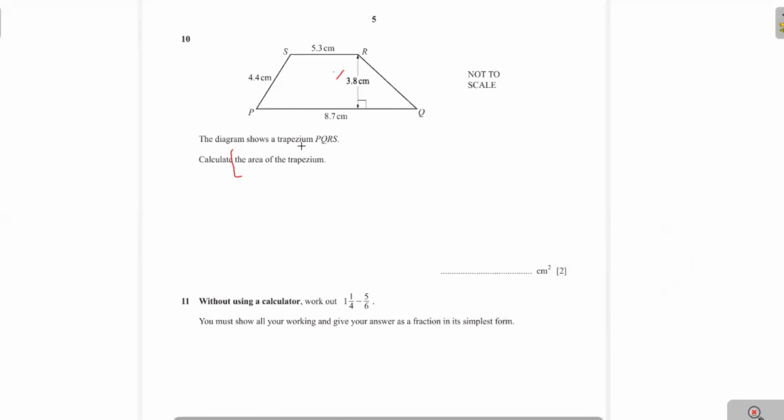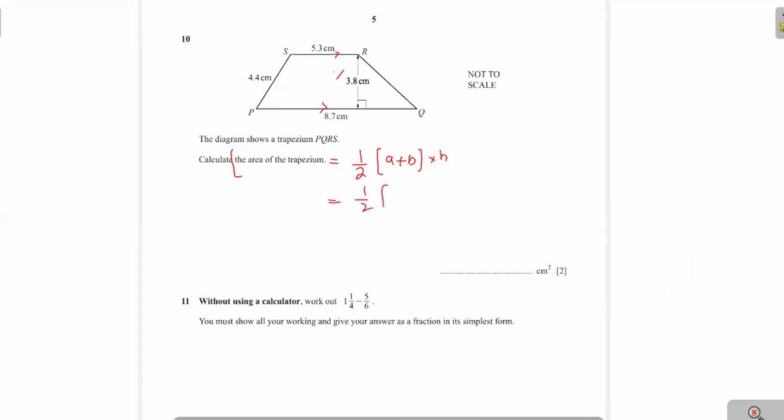Question number 10. The diagram shows a trapezium PQRS. Calculate the area of the trapezium. The formula for the area of a trapezium is 1 over 2 times the sum of the parallel sides times the height. The parallel sides, you see here, these are the parallel sides. We can write A plus B into H. This is the formula of the trapezium.